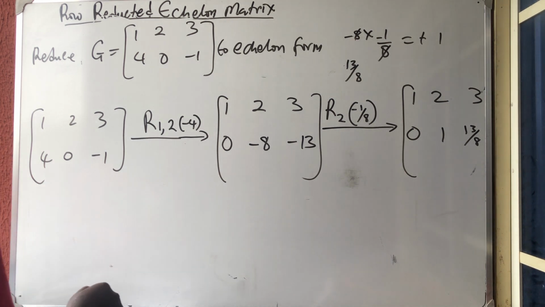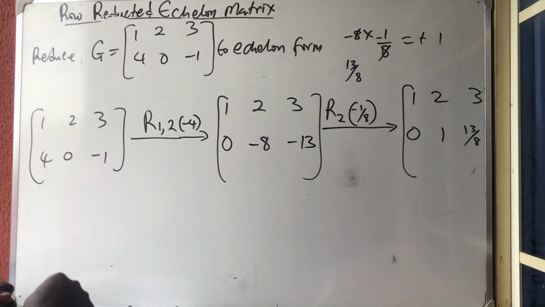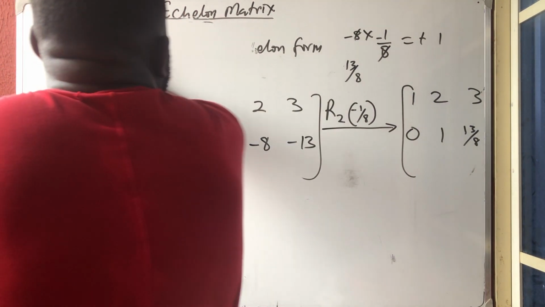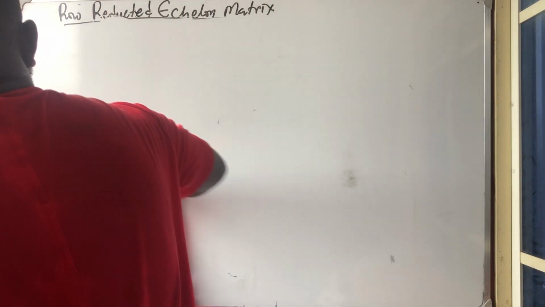So let us do another example, the last example, then we move into the next topic, which is called row ranking. Okay, so let's go there. The last example. These ones I'm solving are very, very simple, so let's go to a little bit more complex one.